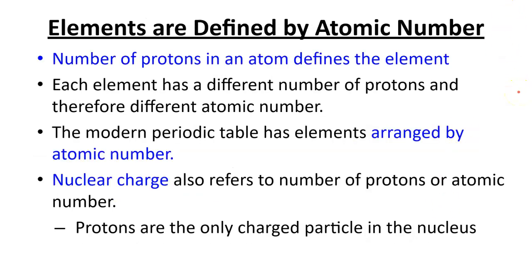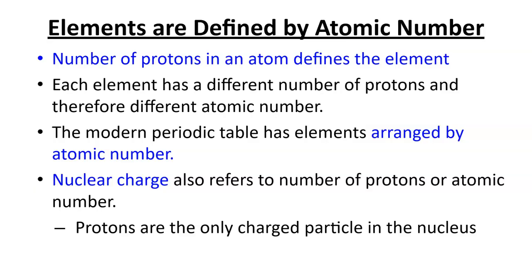Elements are defined by their atomic number, or their number of protons. And in the modern periodic table, which we'll be working a lot with, atoms are arranged in order by atomic number. We'll get into why it's shaped that way a little bit later when we talk about electrons.